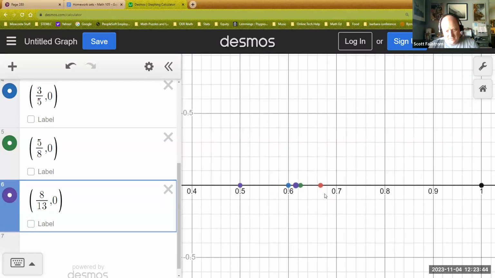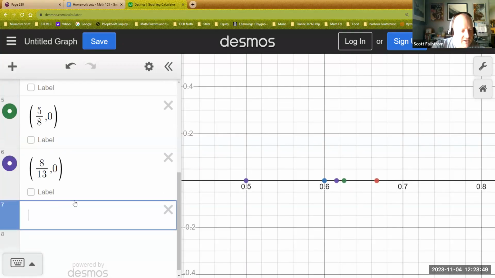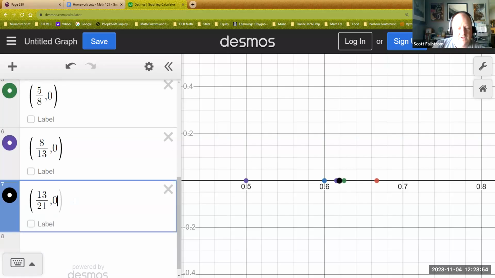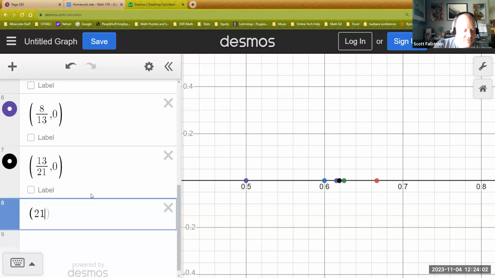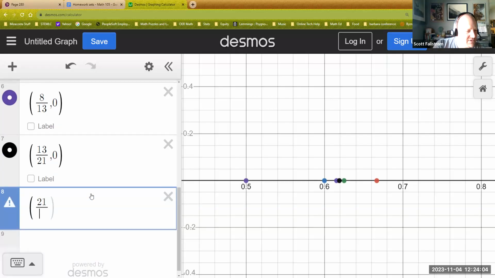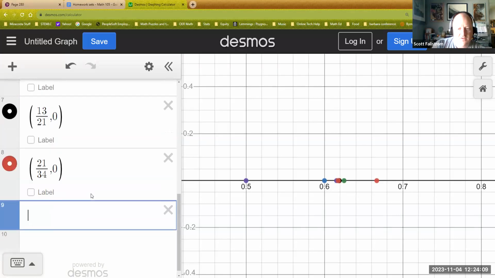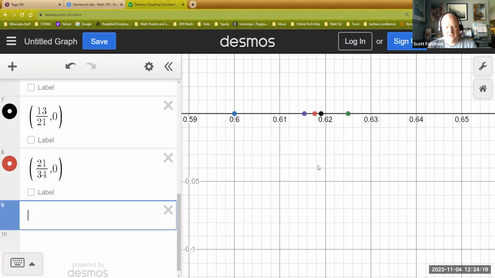Let me zoom in. Okay, so those numbers now, there they are. Okay, 8 and 13. Hey, you know what? I'll do 13/21 because that's the next number. So you notice it's getting closer and closer to kind of a fixed position. 21 over, what's the next one? 34. Okay, so again, it's really getting close. It was bouncing back and forth, but it seems to be kind of locking in and honing in on a particular number. Let's go in even closer.